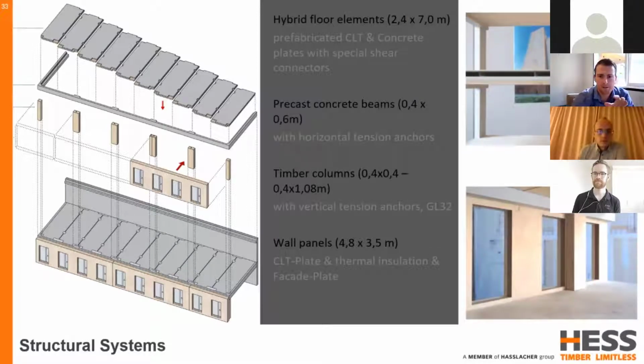So here you can see a breakdown of the segments which attach back to the concrete cores. The timber concrete composite floors are 2.5 meters wide, and they clear span up to 7 meters. The precast edge beams were typically 400 by 600 and are connected with horizontal tension ties together. The timber columns are made from GL32 glue lam, and they range from 400 by 400 all the way up to 400 by 1 meter. And the wall panels are then cross-laminated timber plates, which are exposed internally and then externally with the thermal insulation and a facade plate on the outside.